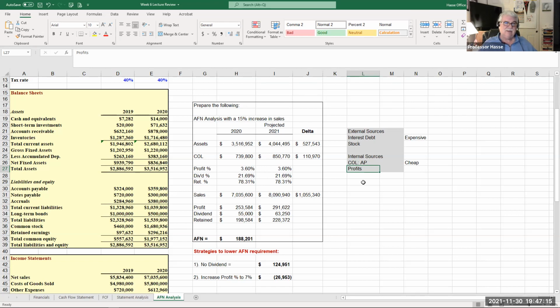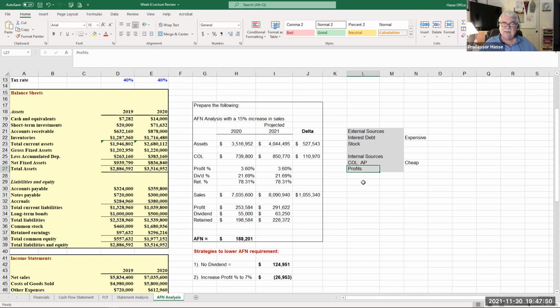So let's take a look at this company that we're working with this week. They have assets in 2020 of $3,516,952. Let's say they project a 15% increase in sales in 2021. And let's say this company is operating at full capacity, meaning if they want to generate additional growth, they're going to have to purchase additional assets. They'll have to buy a new plant or invest in new markets.